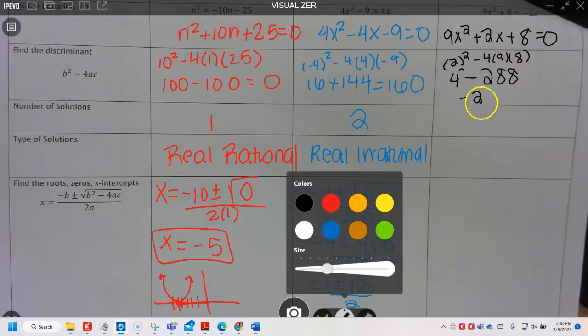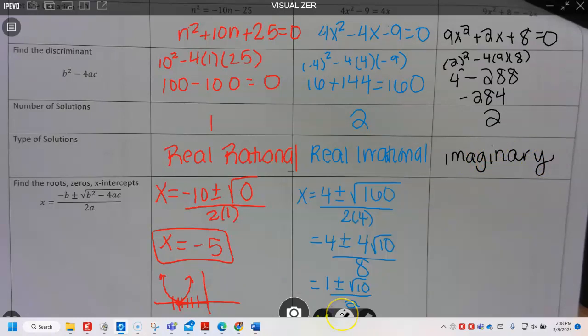So you have negative 284. Not 0, therefore how many solutions? This time though they are negative in the discriminant, so a negative discriminant tells me my solutions are imaginary. That means my answer will involve an i.